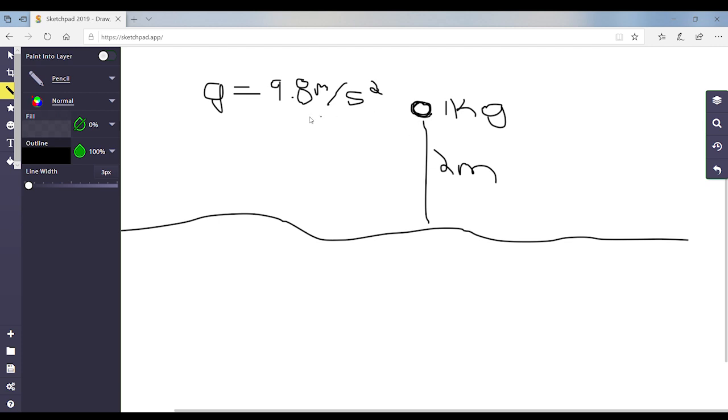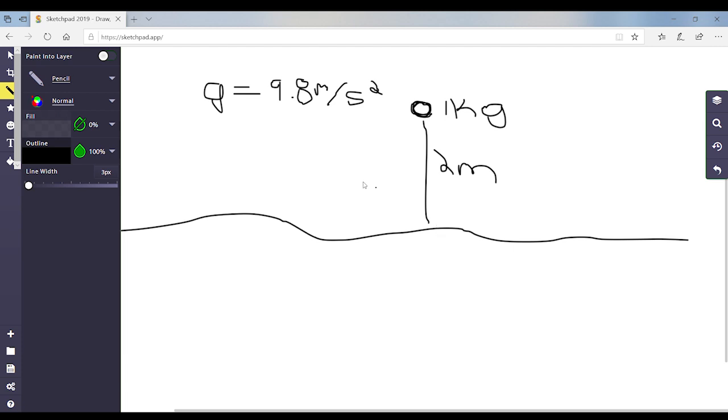And we can do that by figuring out how much work the ball would output if it were to drop that 2 meters. So we can find out the potential energy by finding out how much work it could cause. That's why it's called potential energy.